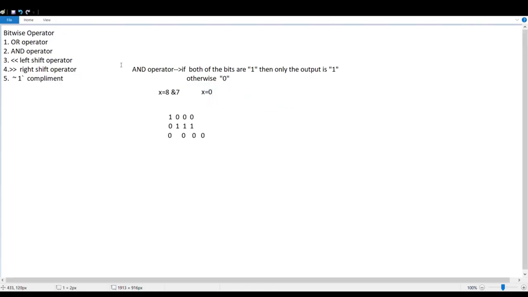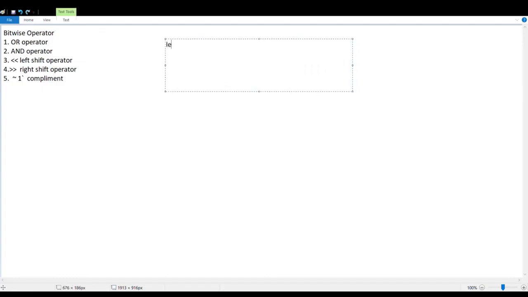Now, what is the left shift operator? The left shift operator shifts the bit pattern towards the left side by n positions.